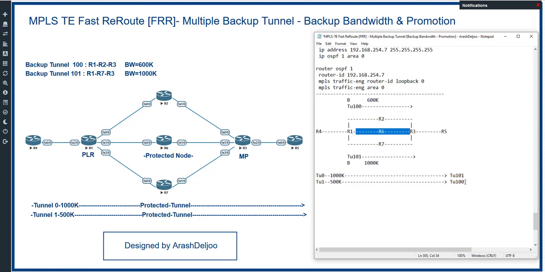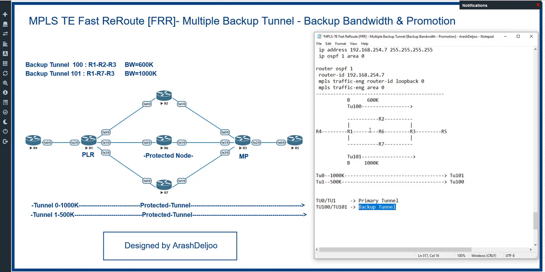Because of this, it is important to select the backup tunnel correctly according to the bandwidth of the main tunnel or protected tunnels. We call tunnel 0 and tunnel 1 the primary tunnels. Let me use primary tunnel; primary or protected, both of them are the same. And tunnel 100 and tunnel 101 are the backup tunnels or secondary tunnels, okay. Now here we need a feature that can use the suitable backup tunnel for a primary tunnel.